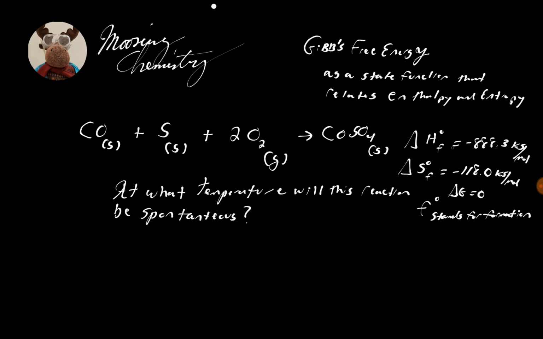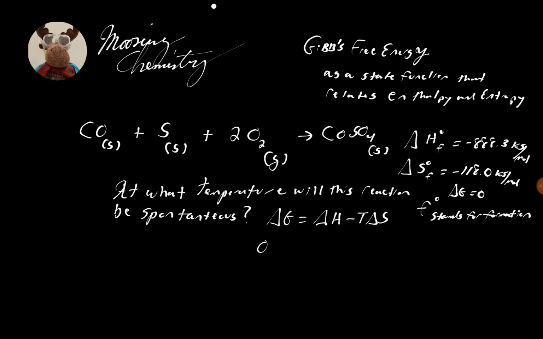Well, our delta HF is negative 888.3 kilojoules per mole, and our delta SF is negative 118.0 kilojoules per mole, and our delta G value is equal to 0. That F that we're seeing in there stands for formation. Okay, so no big deal. So remember that our equation is delta G equals delta H minus T delta S.